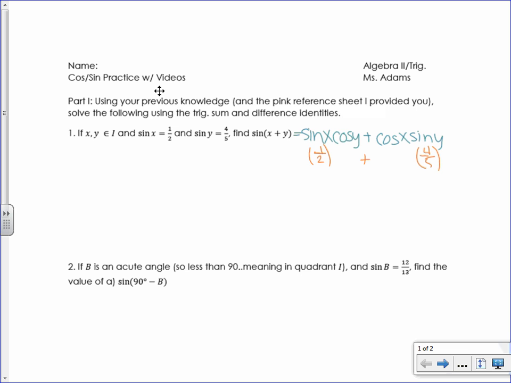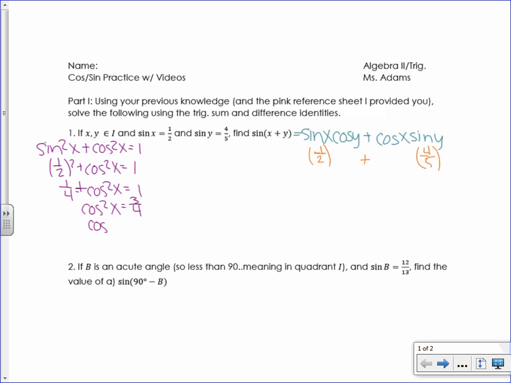So I'll come over here and I'll use my Pythagorean identities. I'll do the x's first. Sine squared x plus cosine squared x is equal to 1. I'm plugging in 1/2. This gives me 1/4, plus cosine squared x equals 1. When you subtract, you get that cosine squared x is equal to 3/4, or that cosine x is equal to plus or minus the square root of 3/2.